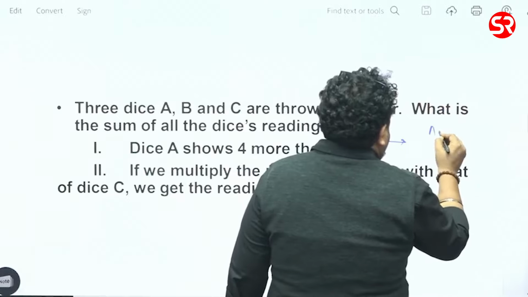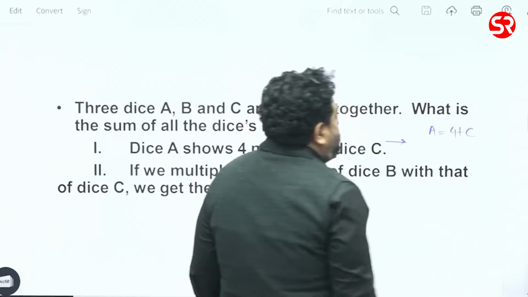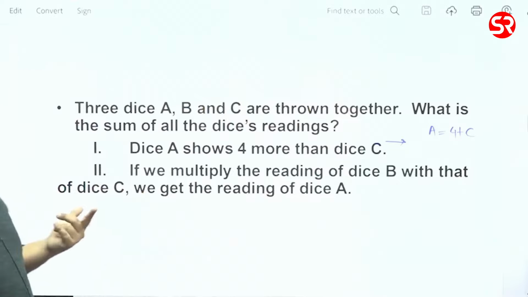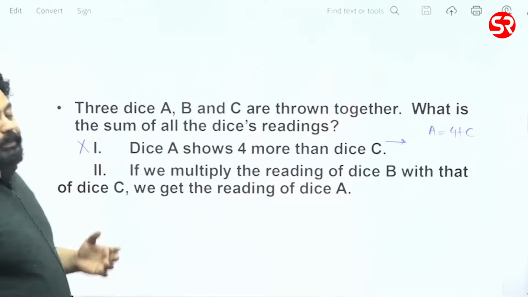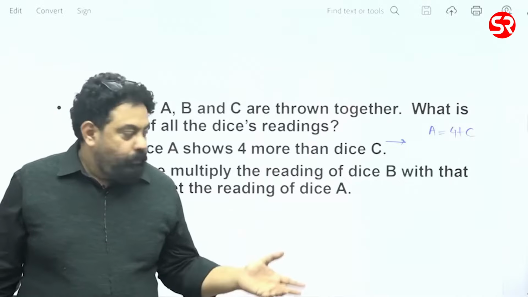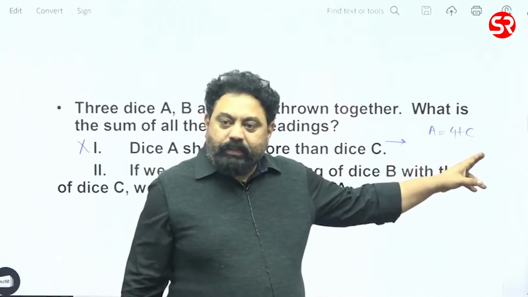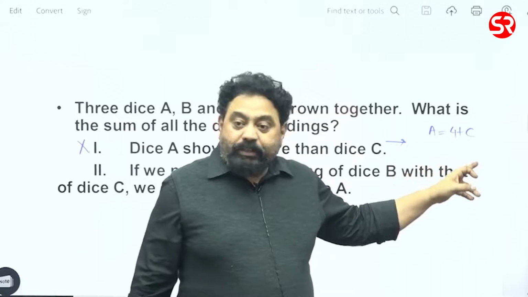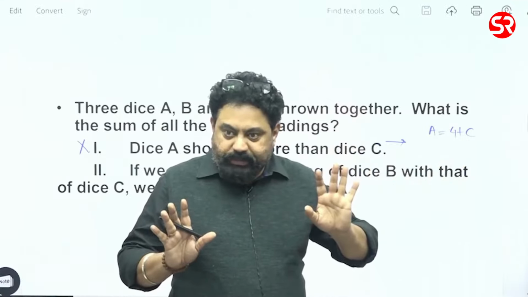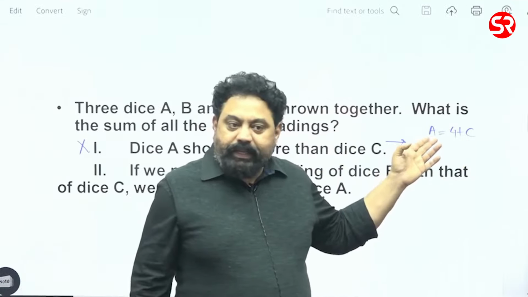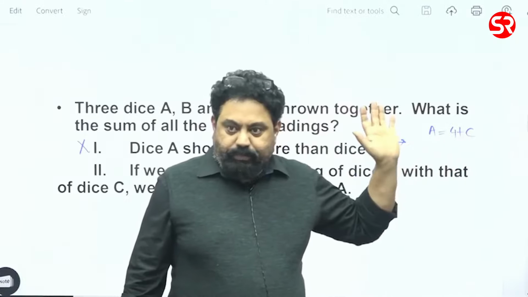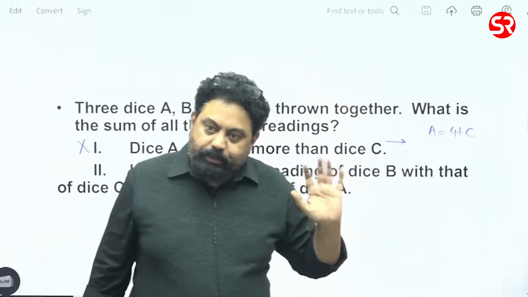So, dice A is 4 plus C. Isn't it 4 more than C? He says, dice A shows 4 more than dice C. Nahi ho sakta. Pehle se to uttar nahi aa sakta. Isn't it? Because dice B not known. There is a case when C is equal to 1, then A is equal to 5, C is equal to 2, A is equal to 6. So C can take only value 1 and 2. True. Isn't it? Because dice A is 4 more than C, A cannot take value more than 6. But we don't know B, we cannot answer this question, right?